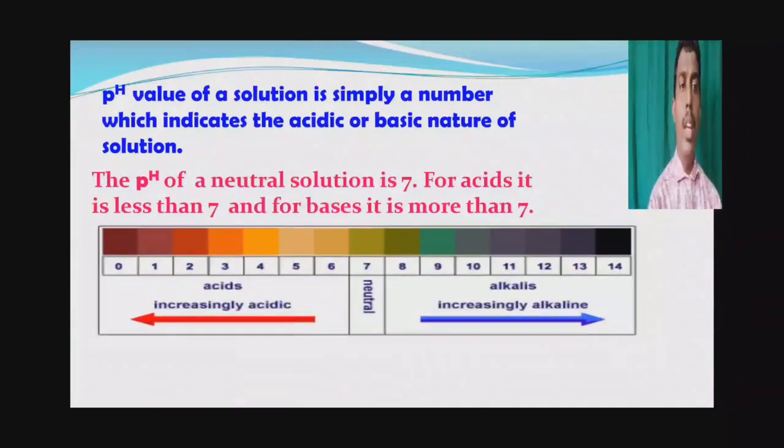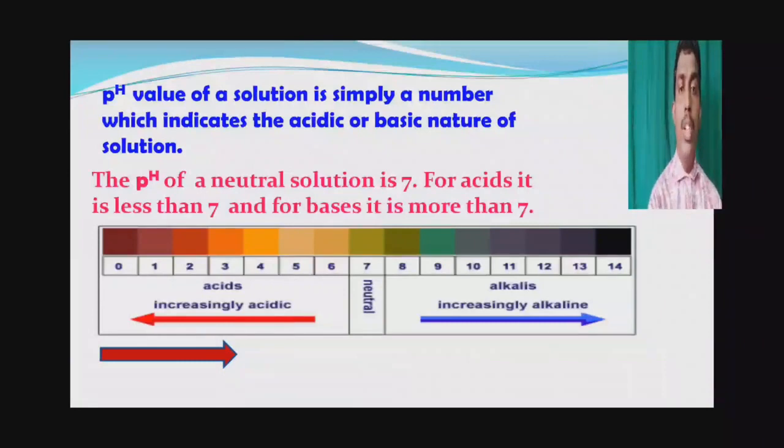Here we can see pH paper. For a neutral solution it is 7. For acids, it is less than 7, and for bases, it is more than 7. As the pH value decreases, acidic character increases. As the pH value increases, alkaline or basic character increases.